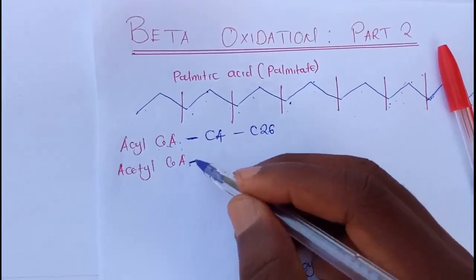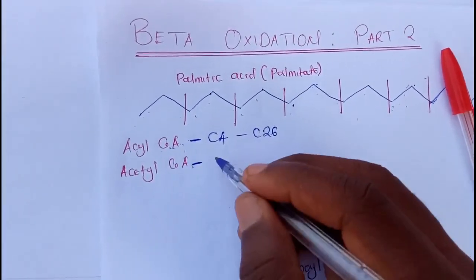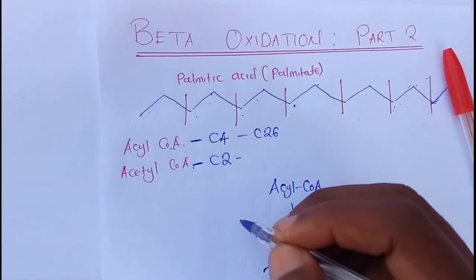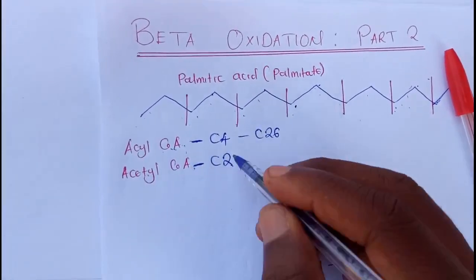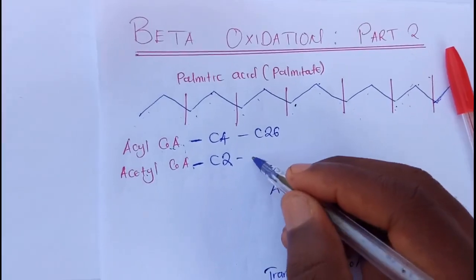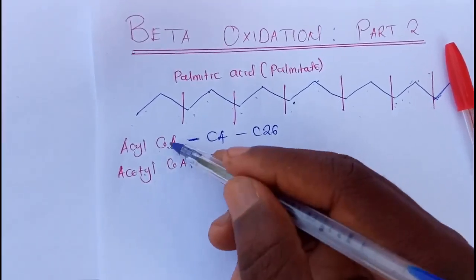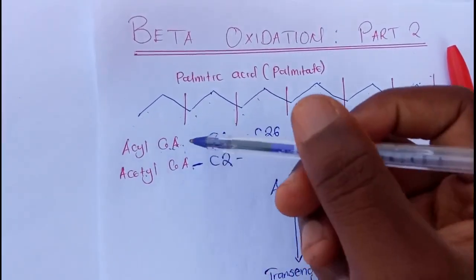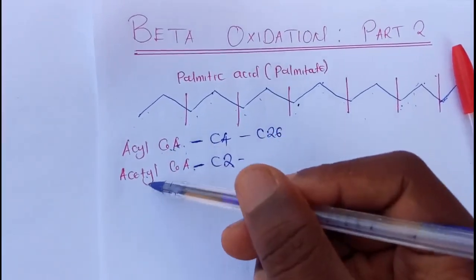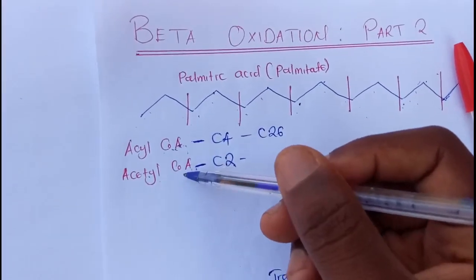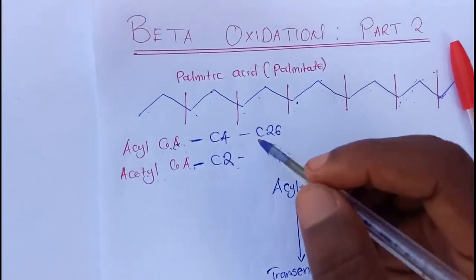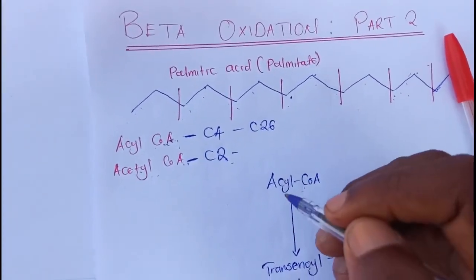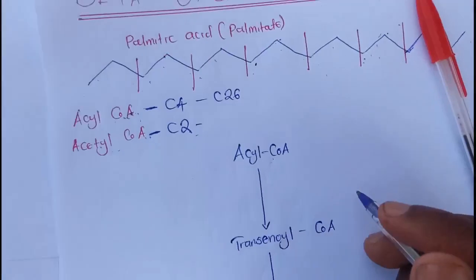Then when we add a CoA to a 2-carbon chain, we form acetyl CoA. All right, so when we add a CoA to a fatty acid, we form acyl CoA, and then when we add a CoA to a 2-carbon chain, we form acetyl CoA. These are two different things. All right, cool. So now let's jump into the pathway.